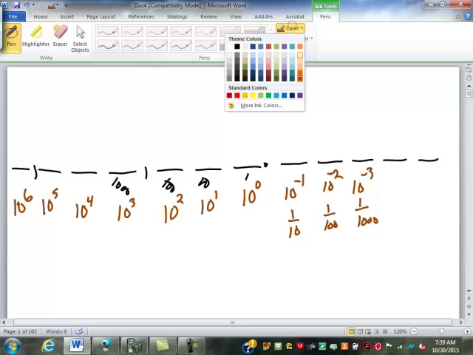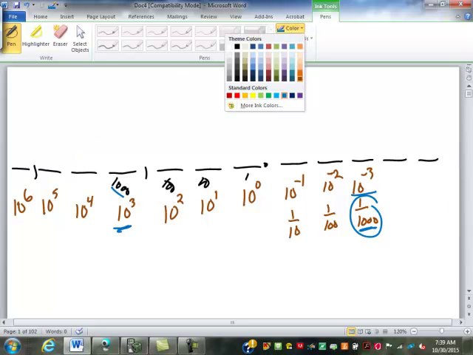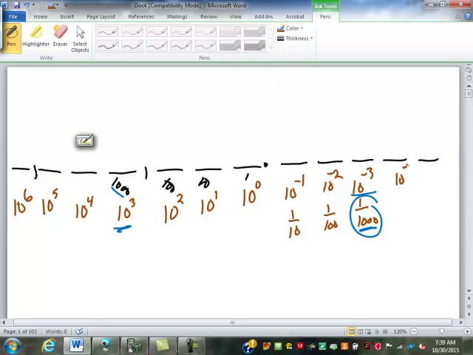And you'll notice the negative powers are just the reciprocal of the positive powers. 10 to the third is 1,000. 10 to the negative third is 1 over 1,000, or the reciprocal of 1,000. So 10 to the negative 4 and 10 to the negative 5 and so on, going in that direction.